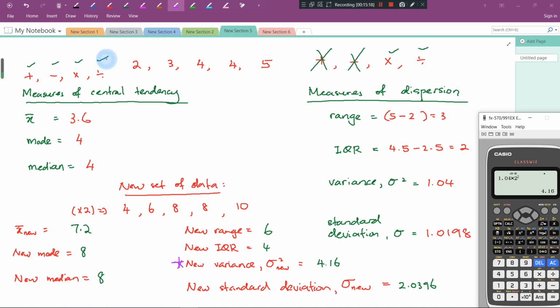Okay, so let me repeat again. For measures of central tendency, mean, mode, median, plus, minus, times, and divide all will affect the value of the new mean, new mode, and new median. But when we come to measures of dispersion, range, interquartile range, variance, and standard deviation, only multiply and divide will affect them. And be extra careful for variance. You have to square it. If every single data is times 2, the new variance is times 2 square. If every single data is divided by 4, the new variance is divided by 4 square. Okay?